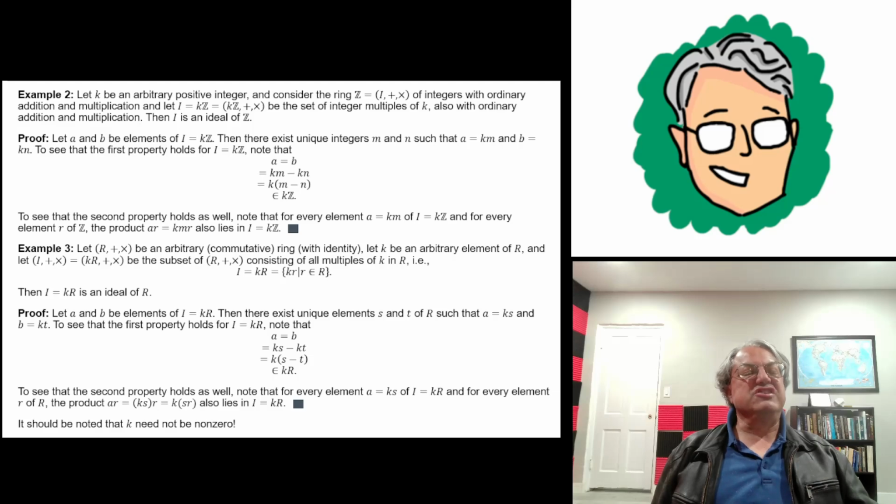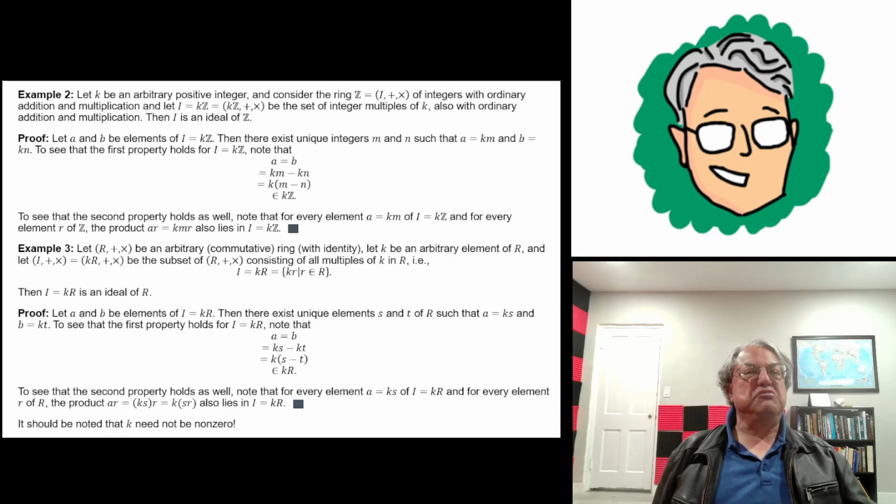So now, instead of considering just even integers, let's consider multiples of some non-zero integer k. So let k be a positive integer. It's easier to think of positive ones. And let Z be the ring of ordinary integers with ordinary addition and multiplication. And now let's consider this set kZ, just multiples of k, and I'm claiming that that set is an ideal of the ring of integers.